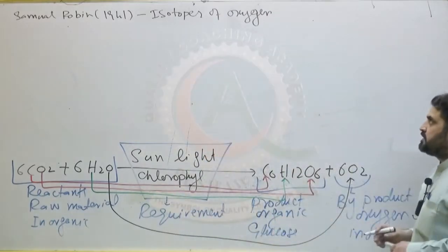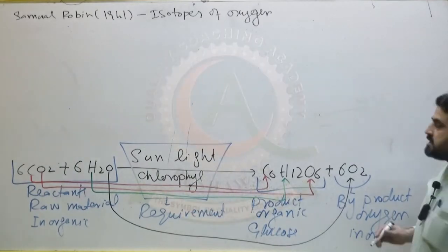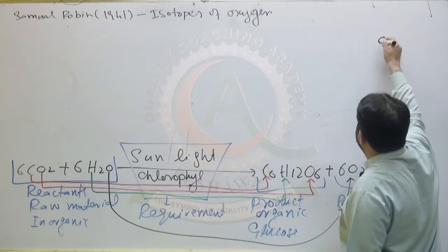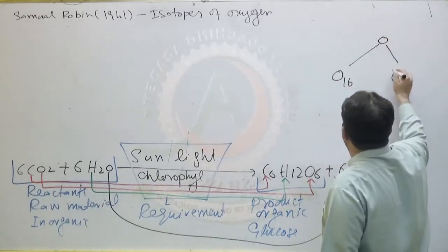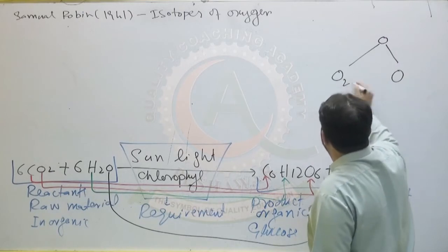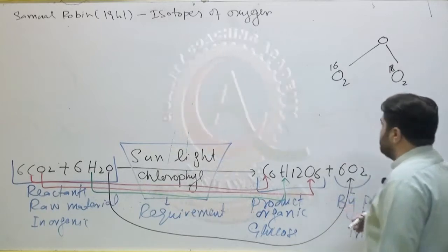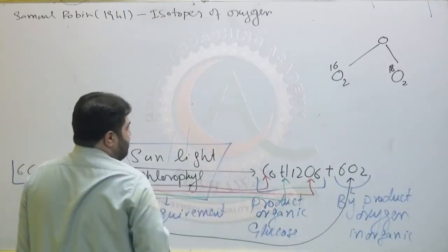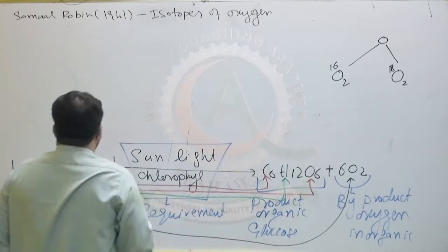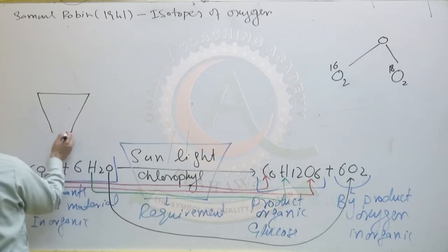Isotopes are those having the same atomic number but different atomic mass. Oxygen has two isotopes: one is called O16 and the other is called O18. Now, for his experiment, he took two plants growing in a pot.